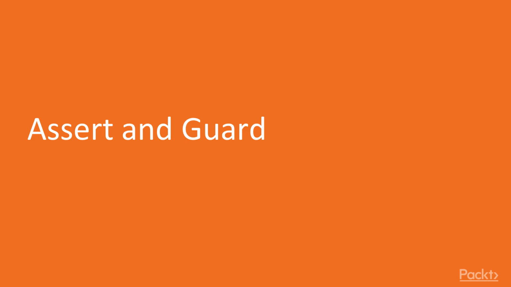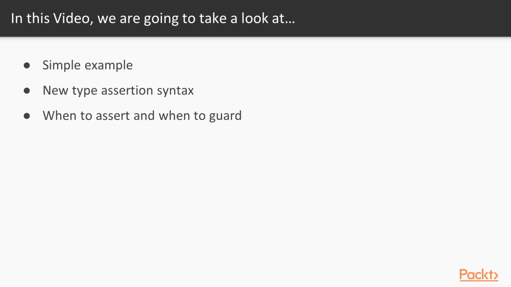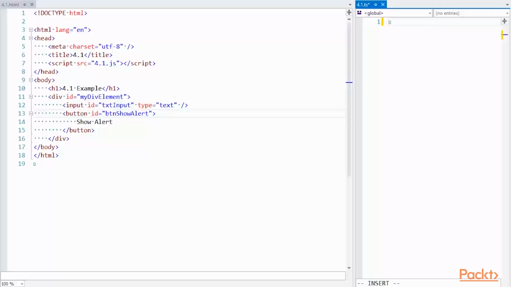Now we move on to the first video of this section, and it's on type assertion and type guarding. In this video, we are going to go through a simple example that demonstrates type assertion and type guarding. We're going to look at some new syntax for type assertion, and then we'll discuss when we should use type assertion and when we should use type guarding. Type assertion is a useful way of telling the compiler exactly what subtype of a type an object is. To fully understand this, let's look at a simple example that often causes some confusion.